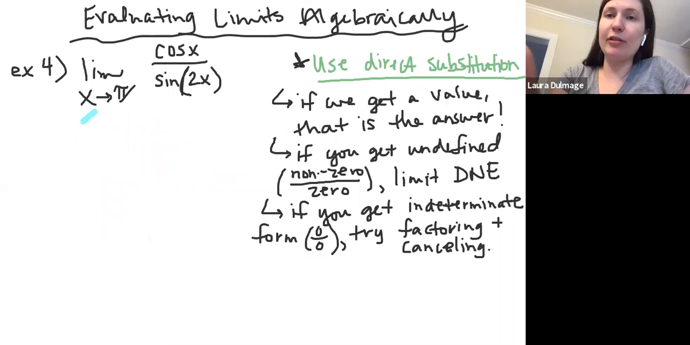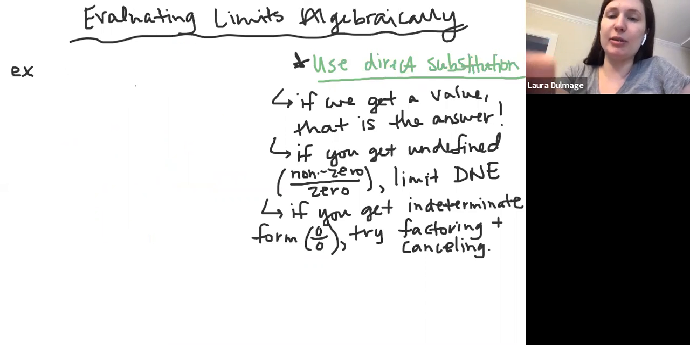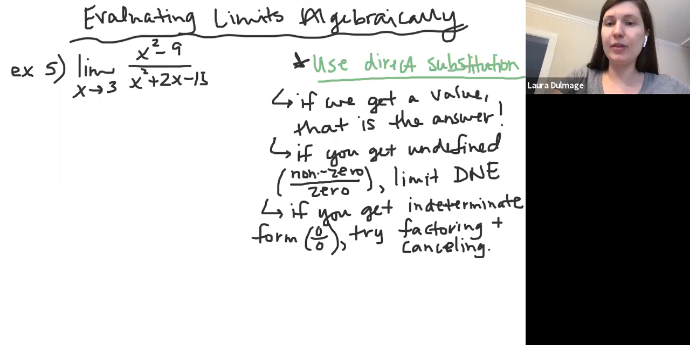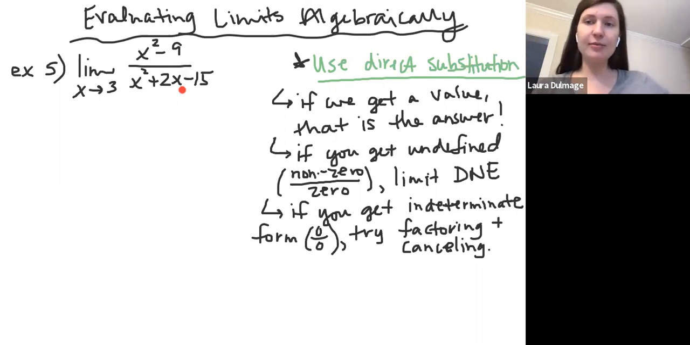So we have to dig deep in our factoring brains here, which we've done a little bit this year. So let's take a look at this next example. We're going to have the limit as x approaches 3 of x squared minus 9 in the numerator over x squared plus 2x minus 15. So as always, our first step is direct substitution. So what I want you guys to do is use direct substitution and plug in 3. See what happens.